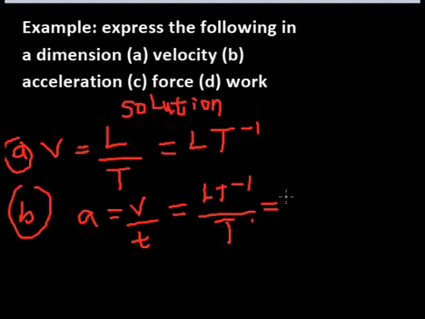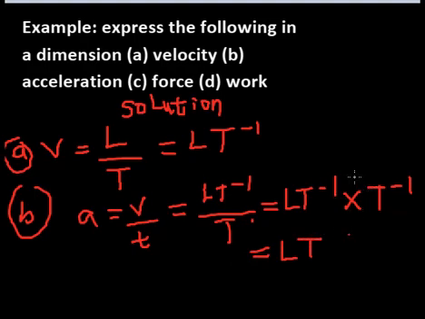So I'm going to have LT raised to the power minus 1, then times T raised to the power minus 1. In indices, T raised to the power minus 1 times T raised to the power minus 1 will give me T raised to the power minus 2. Since powers add because of this multiplication, that will be minus 1 minus 1, which gives me minus 2. So please take note of this, the dimension of acceleration.